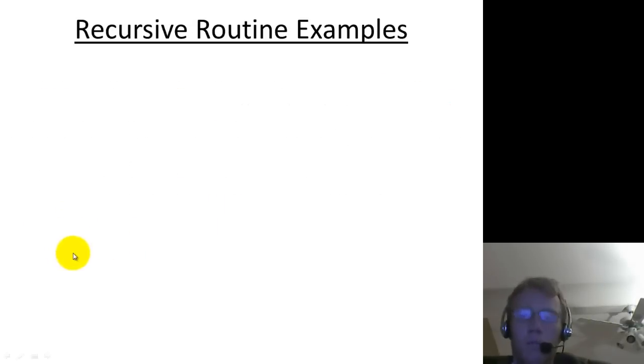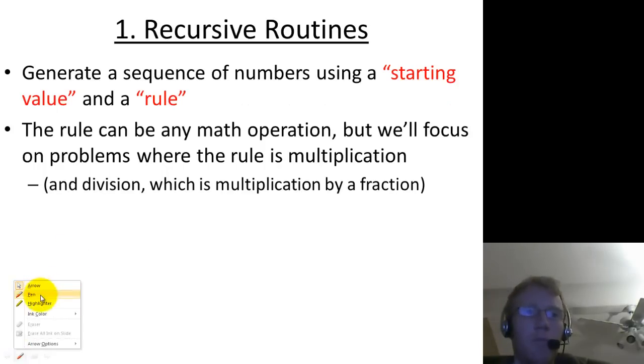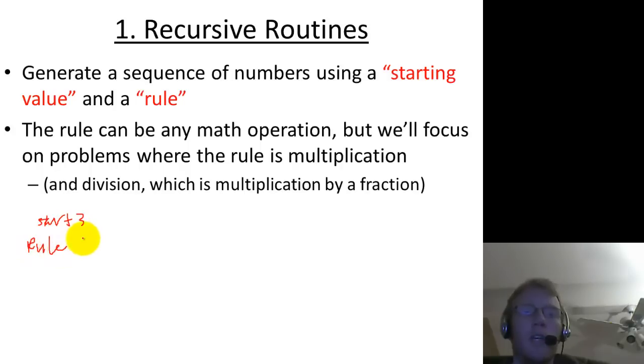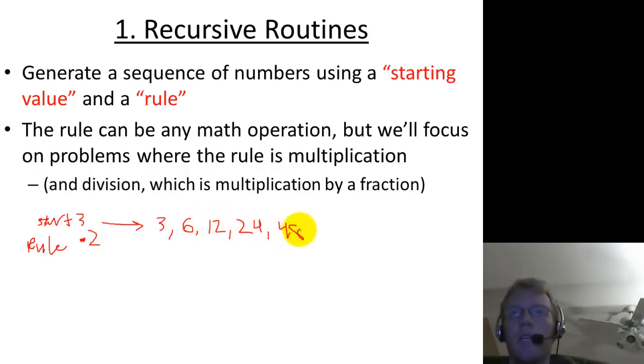So let me generate some quick example problems to show you what I'm talking about. Suppose you start at 3, and your rule is multiply by 2. Then that generates a sequence. Start with 3, and then to get the next term, you just follow the rule, times 2. So that'll be 6, then 12, then 24, 48, etc. And you can fill in as many terms as you want. The sequence would go on forever.